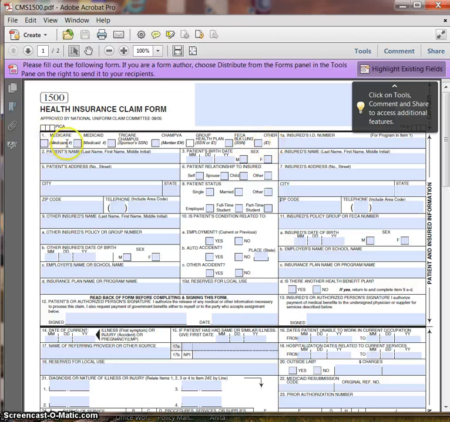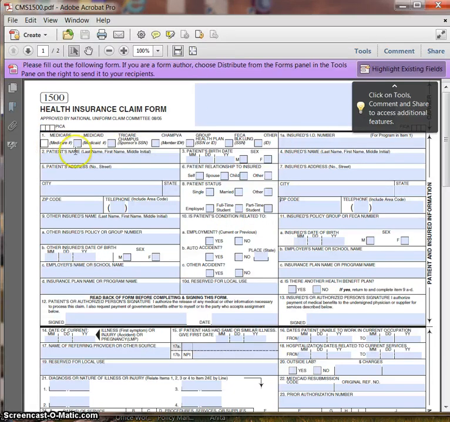Now, depending upon what your patient has in their insurance, you would then place an X in this block to indicate the insurance company that you are sending this form to. So all you have to do is put an X right in there. And when you're doing this, you want to make sure that you put your caps lock on so that everything that shows will be in capital letters.